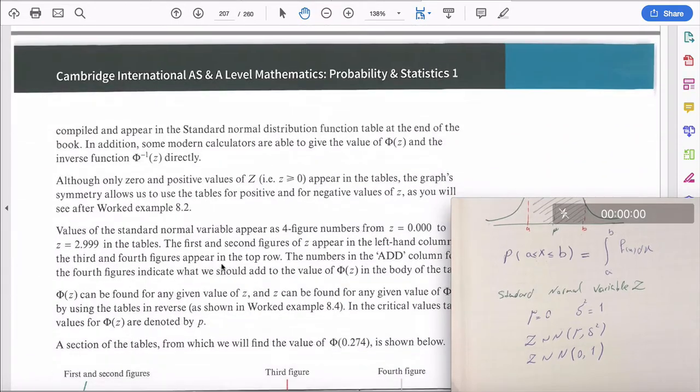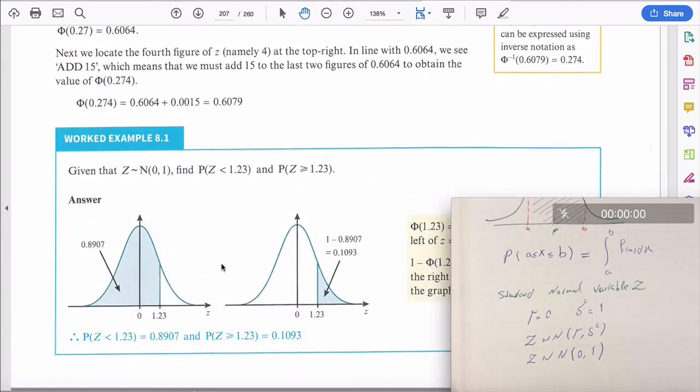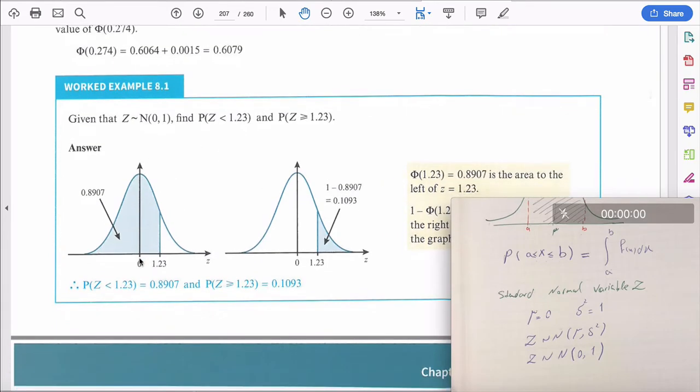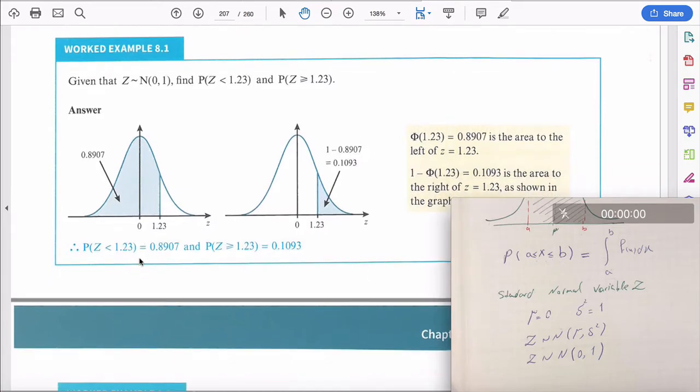Now, let's see how to use this table and these properties in order to find probabilities for some given normal distributions. Look at example 8.1. It says, given that z has normal distribution with mu 0 and variance 1. So it is already standard because mu is 0 and variance is 1. It says find the probability of z less than 1.3.